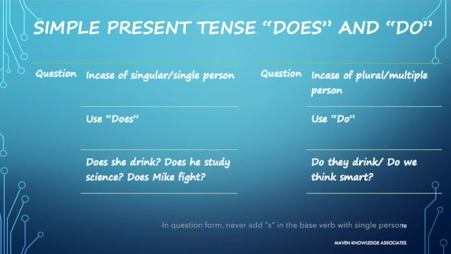In case of questions, when we are talking about a single person, we use does, and in case of plural or multiple persons, we use do. So does she drink? Does he study science? Does Mike fight? In case of plural, do they drink? Do we think smart?